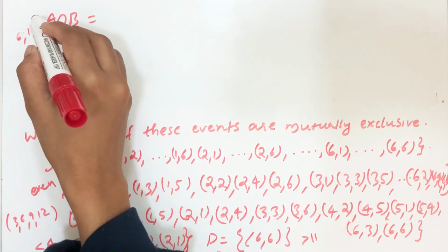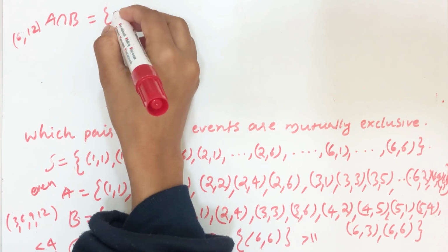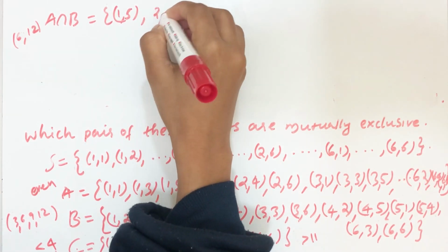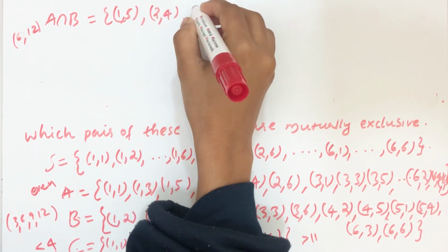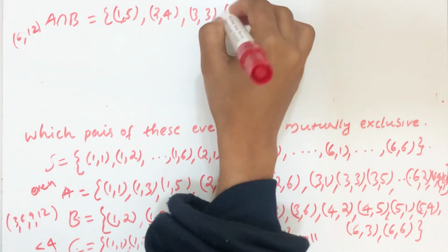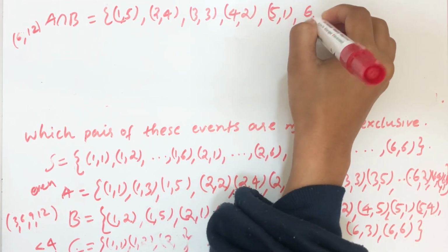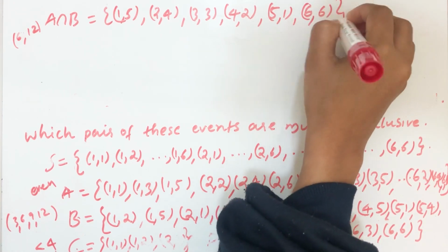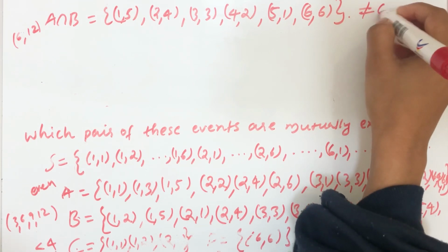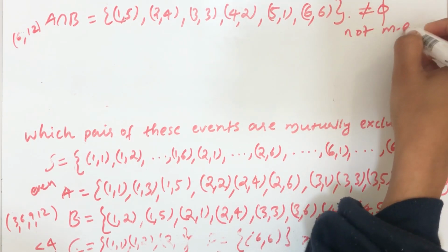3 and 9 are odd numbers. So sum is 6 and 12. Here, then, what are the elements? 1, 5 sum 6; 2, 4 sum 6; 3, 3 sum 6; 4, 2; 5, 1; and 6, 6 sum is 12. So this is A intersection B. This is not equal to empty, so A and B are not mutually exclusive. Like that you can see all.